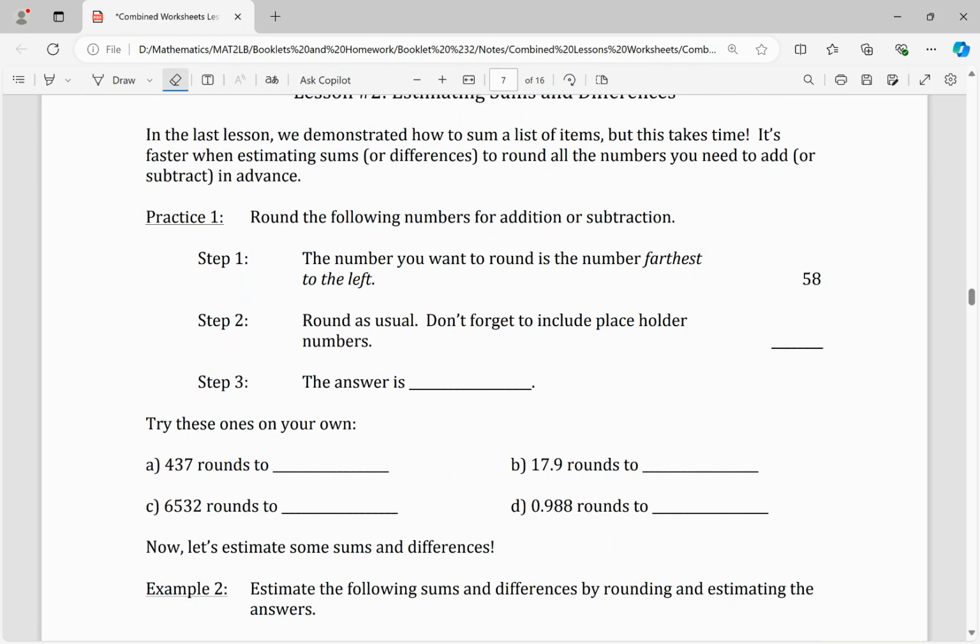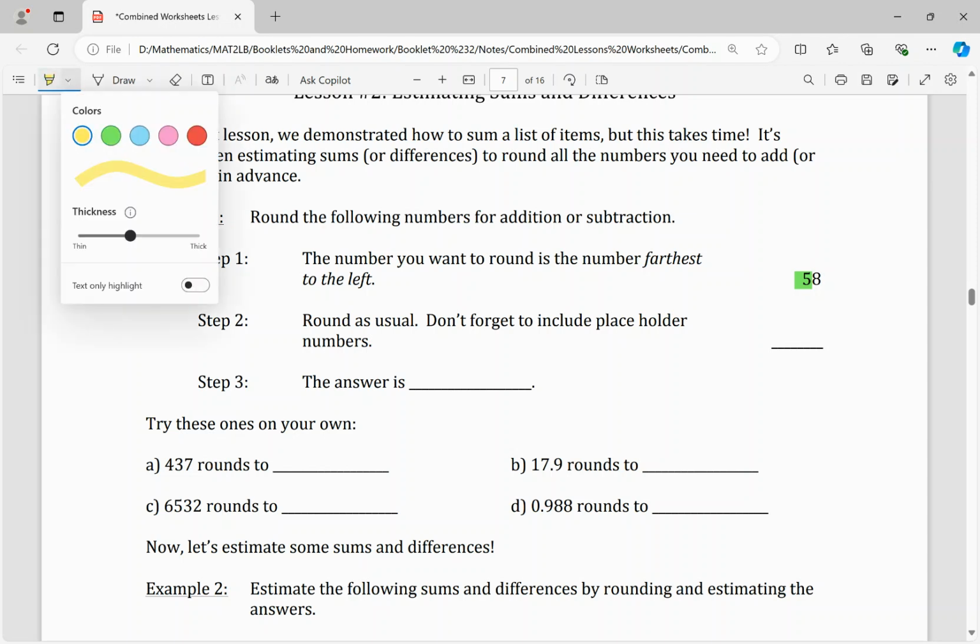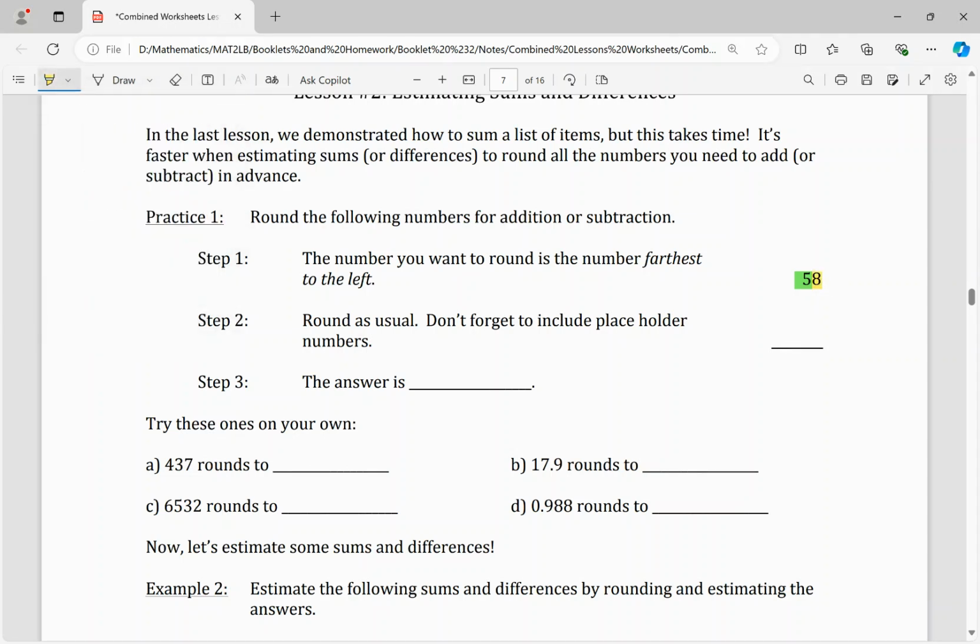Now, the more zeros you have in your number, the faster you'll be able to add or subtract. So in this lesson, when you're rounding, I want you to round the number that is farthest to the left. In this case, that number is going to be 5. As usual, we look to the right of the number that we're rounding in order to decide how we are rounding. The 8 to the right of the 5 tells us to round up. So that 5 becomes a 6, and everything afterwards becomes a 0. In this case, we're rounding up to 60.